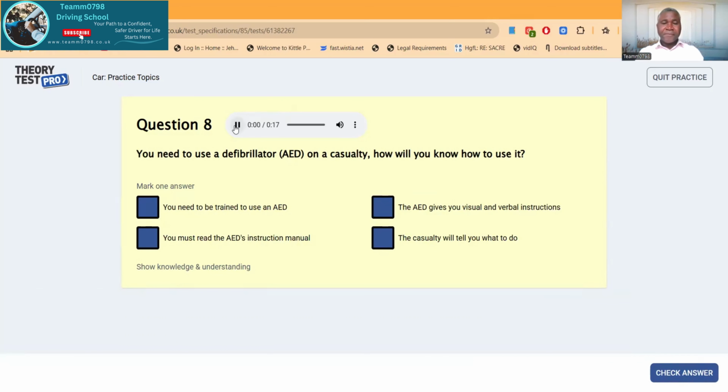You need to use a defibrillator, AED, on a casualty. How will you know how to use it? You need to be trained to use an AED. The AED gives you visual and verbal instructions. You must read the AED's instruction manual. The casualty will tell you what to do. So this is what I was saying earlier: the AED, the defibrillator, will give you visual and verbal instructions.